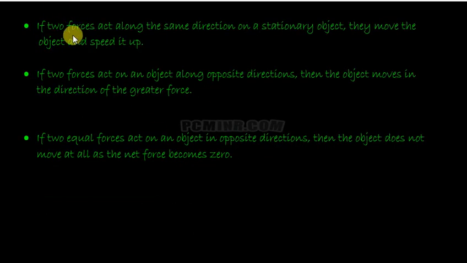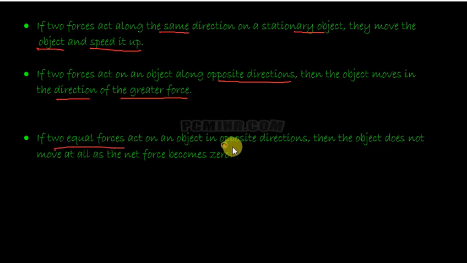So if two forces act along the same direction on a stationary object, they move the object and speed it up. If two forces act on an object along opposite directions, then the object moves in the direction of the greater force. If two equal forces act on an object in opposite directions, the object does not move at all or moves with a constant velocity, and the net force on it is 0.